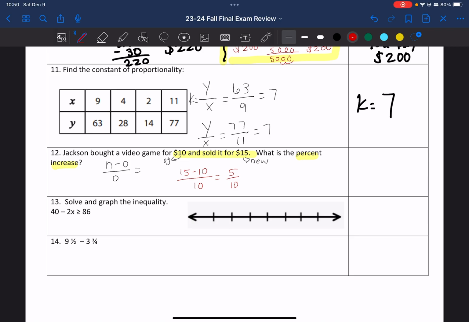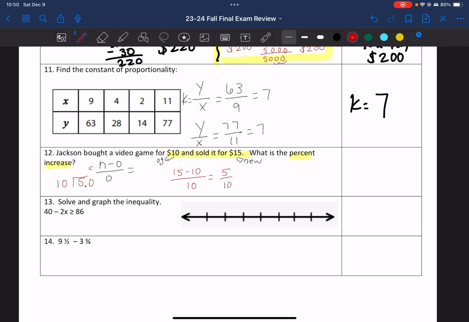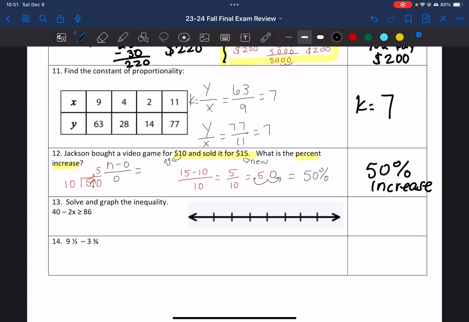That means we're going to have to do 5 divided by 10. 10 cannot fit into 5, so I'm going to have to add a decimal and a 0. 10 can go into 55 times, which means that decimal goes up. Now what I get is 0.5, but remember, we need a percent. So we're going to have to move that decimal 2 spaces over and add a 0. So my final answer is going to be 50%. So 50% increase. Okay. All right, let's do number 13.